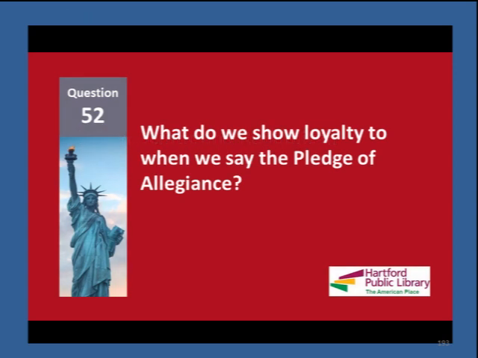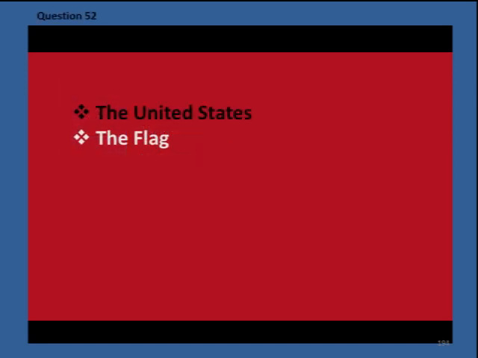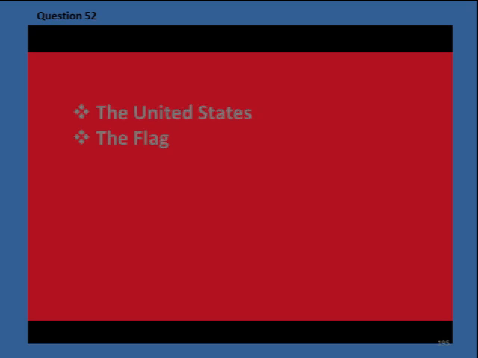Question 52. What do we show loyalty to when we say the Pledge of Allegiance? The United States and the country's flag. When we say the Pledge of Allegiance, we show our loyalty to the United States and to the country's flag.